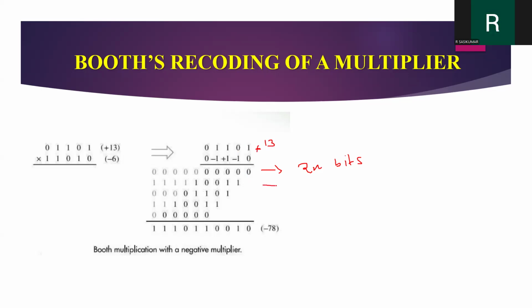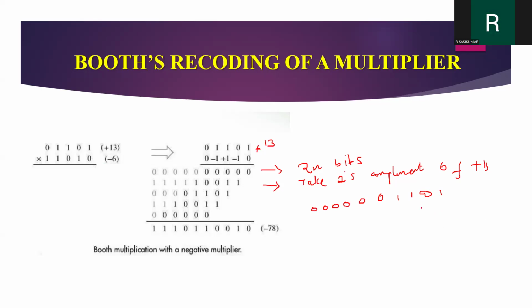And minus 1 means what? Take the 2's complement of plus 13. Okay, so how to take that 2's complement? I write 0, 1, 1, 0, 1. How many bits? 2n bits. So the remaining 5 bits will be filled with 0.